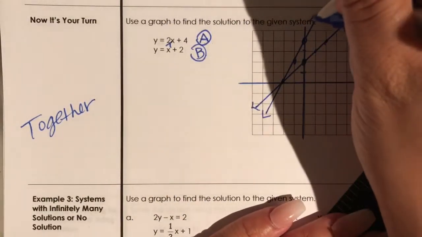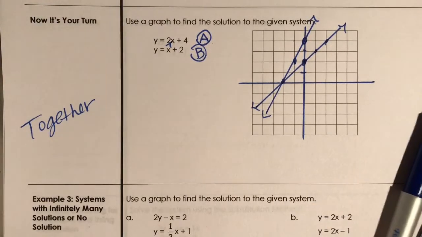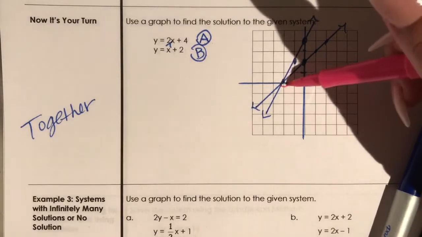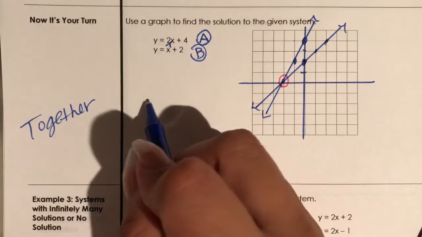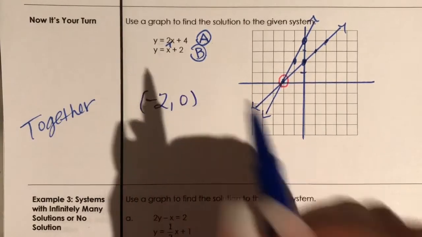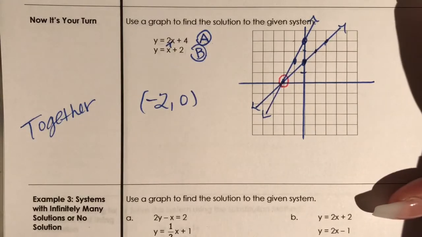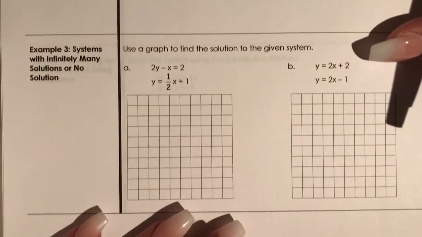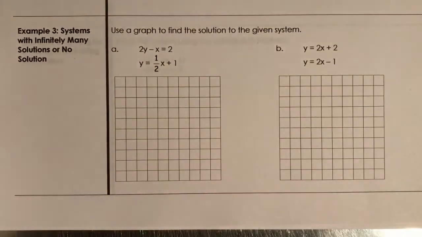Again, please remember that these are continuous. You want to go ahead and connect the dots, because we do not have a restriction of our domain and range. Right here is going to be the solution, and that's going to be negative 2, 0. Remember, the idea of the video is that you can pause it when you need to.